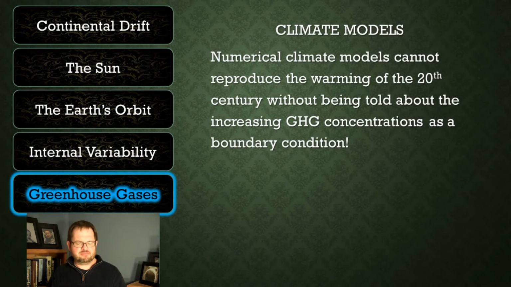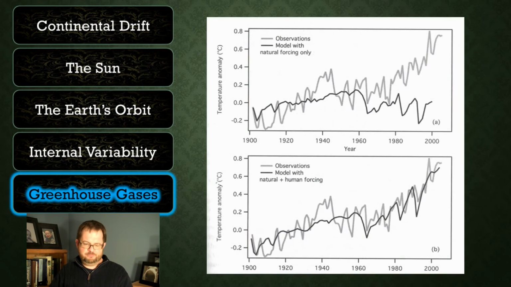There's ways that we can use climate models, though, to tell us about this too. Numerical models of climate are not able to reproduce the observed warming in the 20th century unless we tell them about the changes in greenhouse gases. Let me show you what I mean by that here.